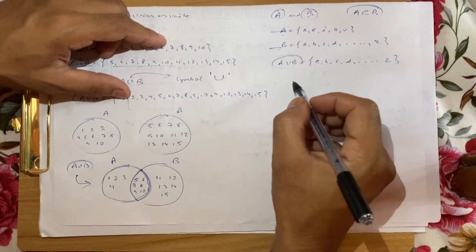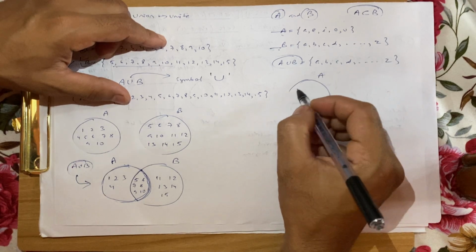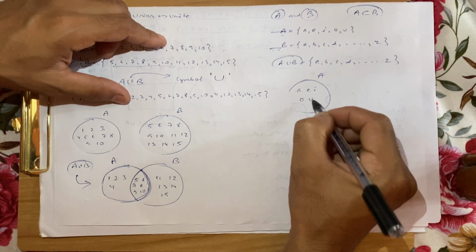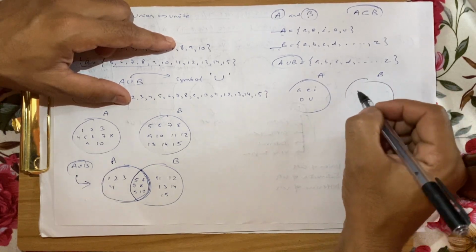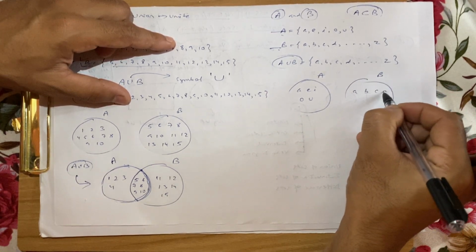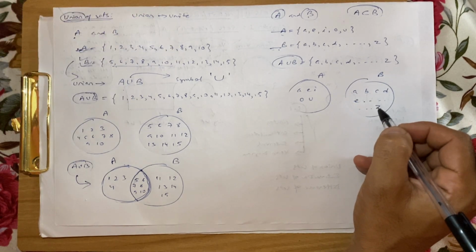So the Venn diagram for set A will be what? Just draw a circle, name it as A, and write all the elements inside it: A, E, I, O, U. For B, it will be what? Draw a circle, name it as B, and write all the elements inside it, A, B, C, D, E, and so on until Z.